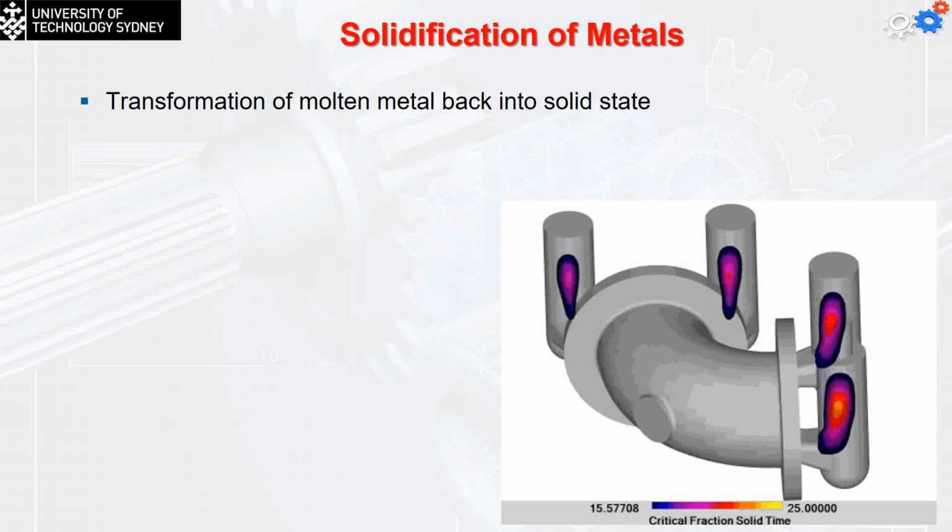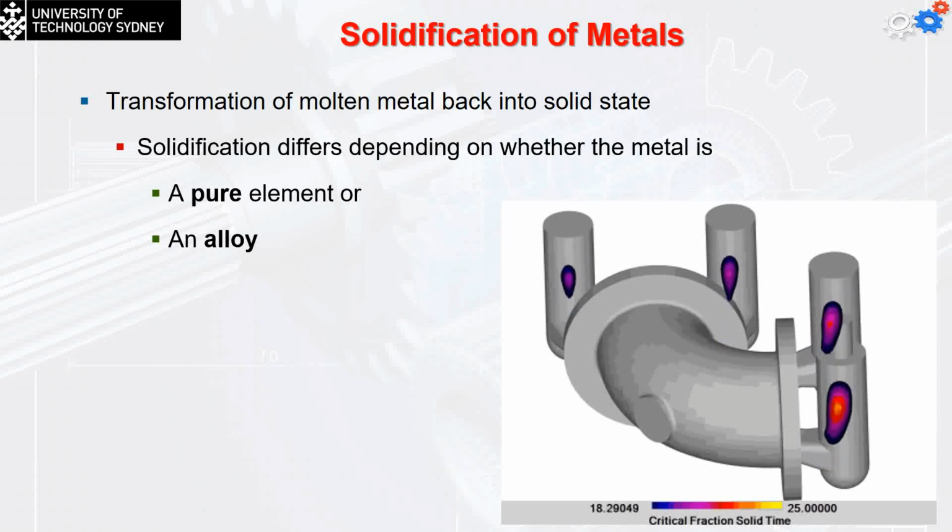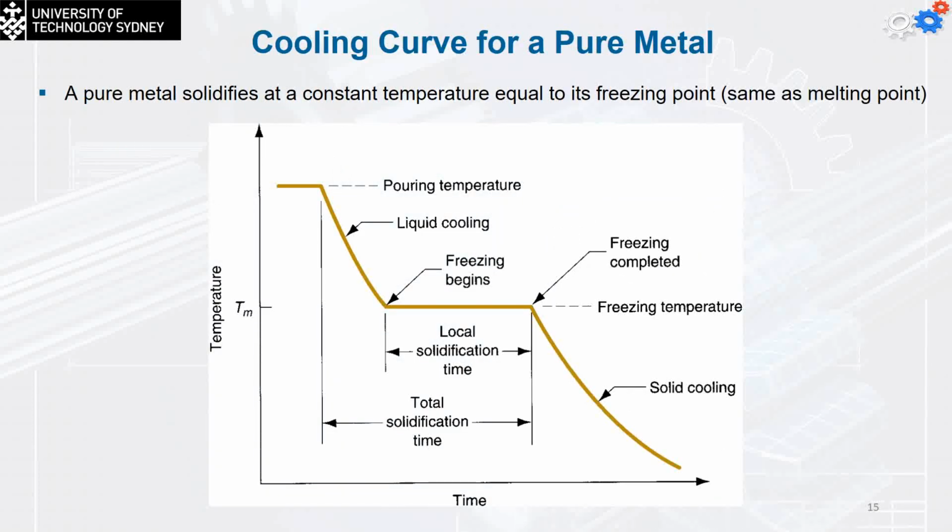So once again, we said the solidification differs depending on whether the metal is a pure element or an alloy. You remember this diagram of the solidification and the melting temperature for a pure metal. I pour the molten metal at the pouring temperature. The liquid starts cooling rapidly until I reach the freezing point. Then I have the local solidification time until the freezing is completed at the same temperature. Then it starts to cool down as a solid. It's actually solid at this point, but it cools down further until I can handle it. During this stage, from here, the shrinkage starts to appear.